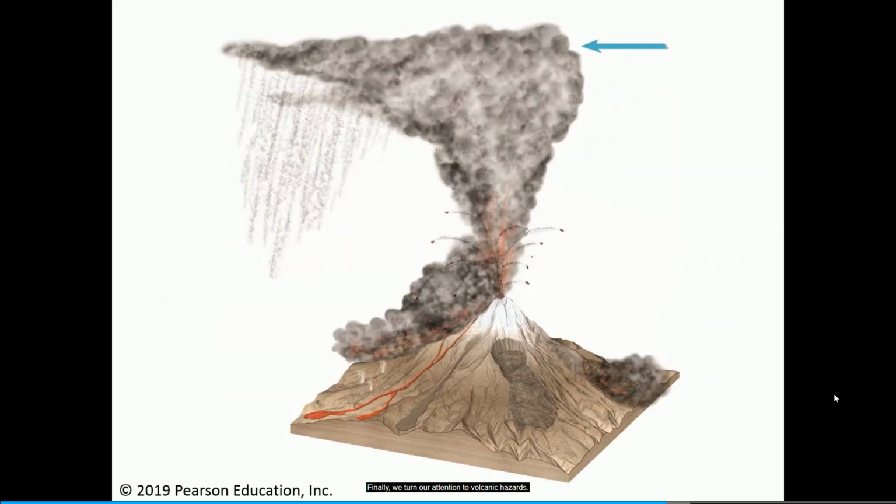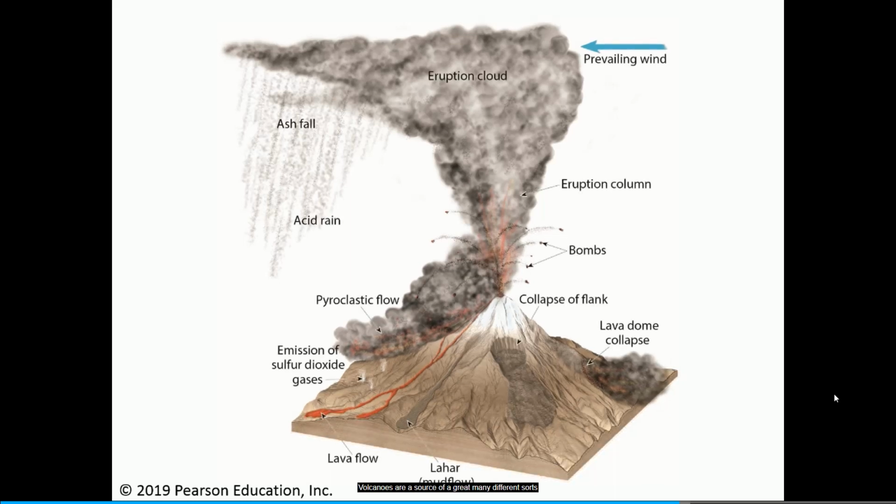Finally, we turn our attention to volcanic hazards. Volcanoes are a source of a great many different sorts of hazards, including pyroclastic flows, some of the most deadly, lahars, which are volcanic mud flows, which we'll take a look at in detail, collapse of the flank of the volcano or a lava dome, projectiles such as bombs, ashfall, and even good old lava flows.